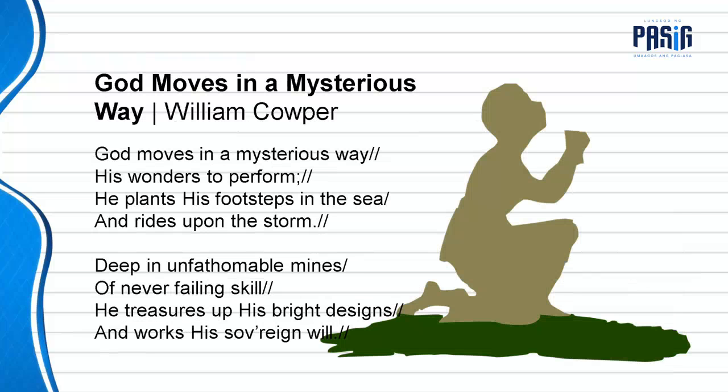Juncture and rate of speech can also be practiced when reading poetries. Let's try to read this example and take note of the pauses after each line. Listen carefully. God Moves in a Mysterious Way by William Cowper.